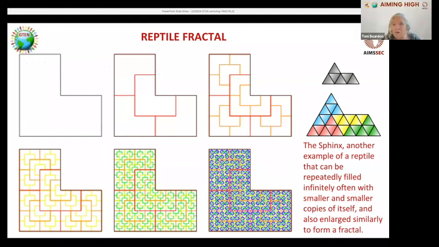So I like the Sphinx. There are lots of these reptiles. You might like to see the ones we've got on our website. Here's a Sphinx.